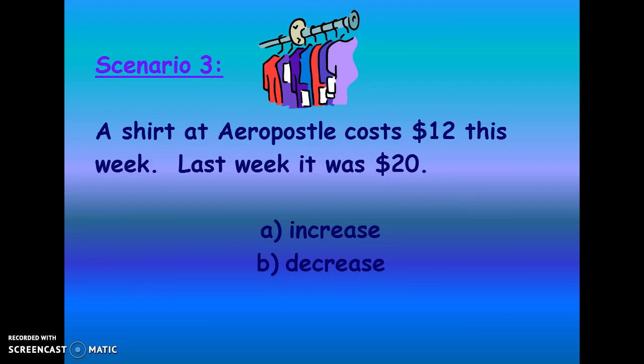In scenario 3, it says a shirt at Aeropostale cost $12 this week. Last week, it was $20. So let's think about what occurred first. Was it this week or last week? Yes, last week occurs first, and the number associated with it is $20. So we are beginning with 20 and ending at 12. Since 12 is lower than 20, this scenario would represent a decrease.